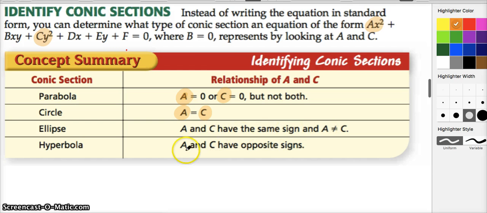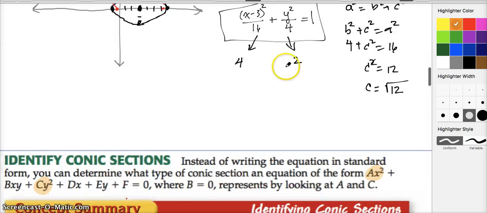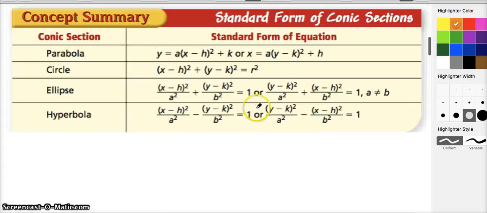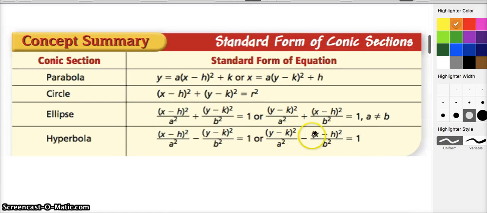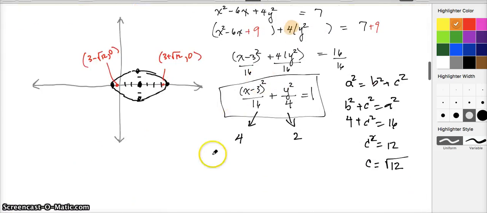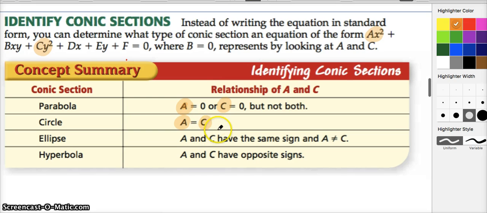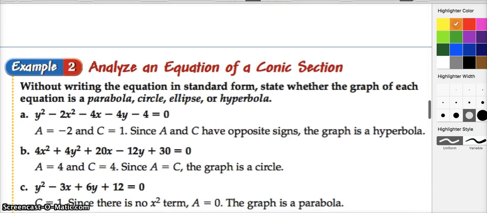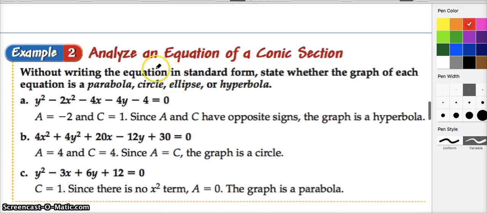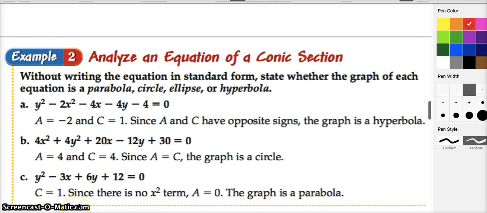All right? And if A and C have opposite signs, meaning we're doing some subtraction, right? If A and C, those lead coefficients, have opposite signs, then I know that we're going to have a hyperbola. So this is really nice to hold on to in terms of being able to do quick identifications of the type of conic section that we'll have. All right, so with that in mind, let's go ahead and look at some of these examples.